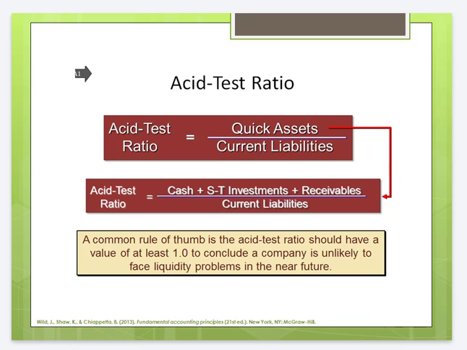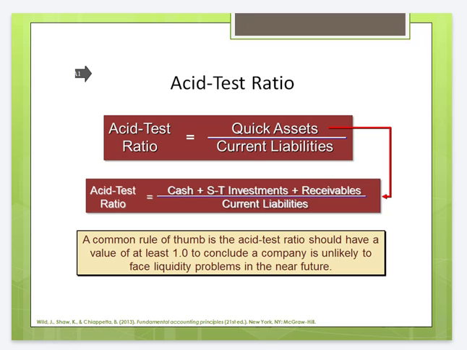Now, the acid test ratio is similar to the current ratio, except it's a little bit more conservative, okay? With the acid test ratio, we're not going to include all current assets. We are only going to include our quick assets, which are basically our very liquid assets. This is going to include cash, short-term investments such as marketable securities, and receivables. We then take those quick assets and divide by current liabilities.